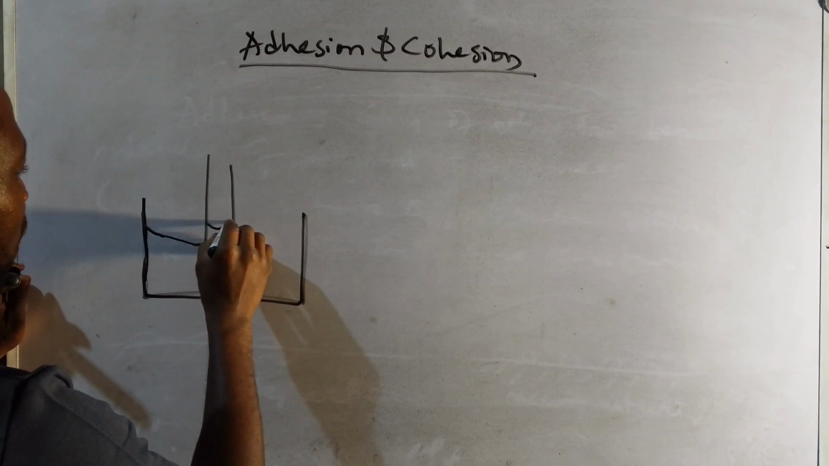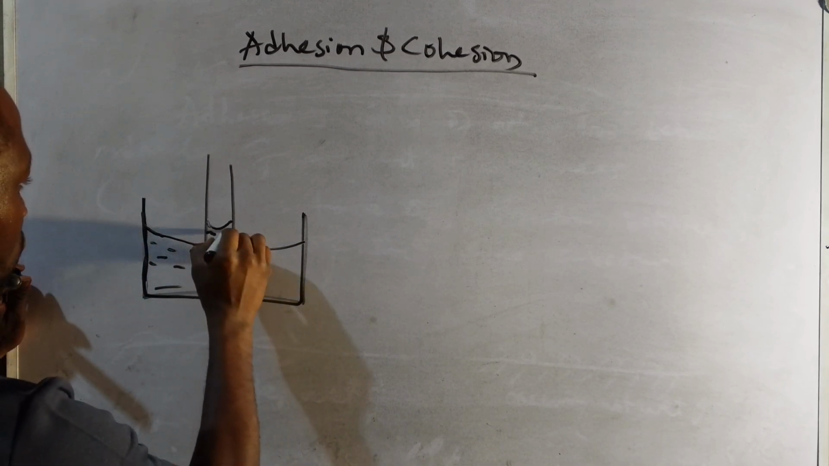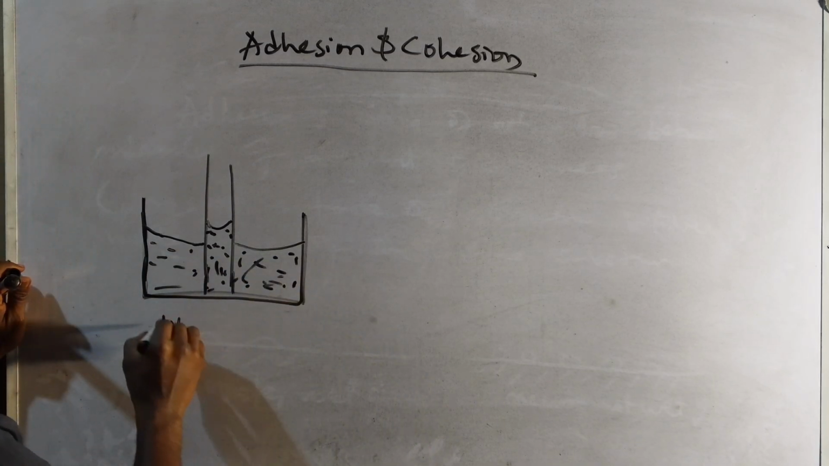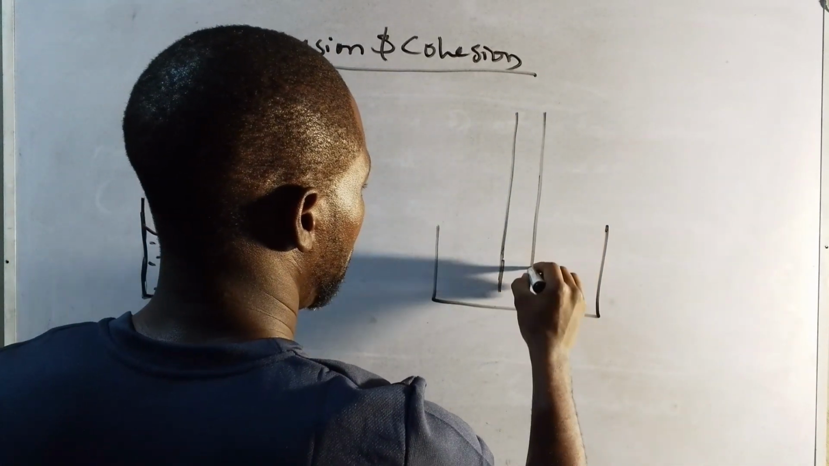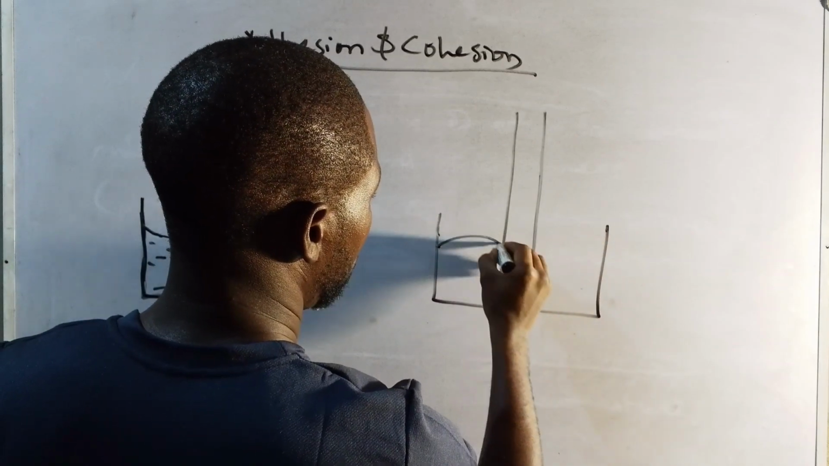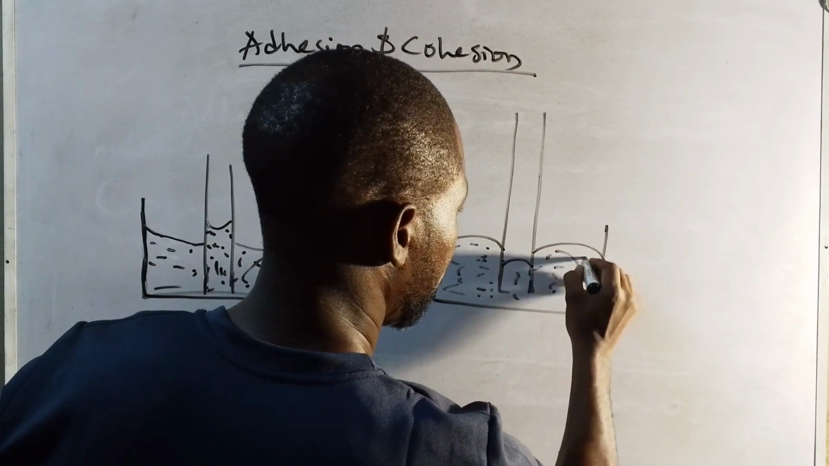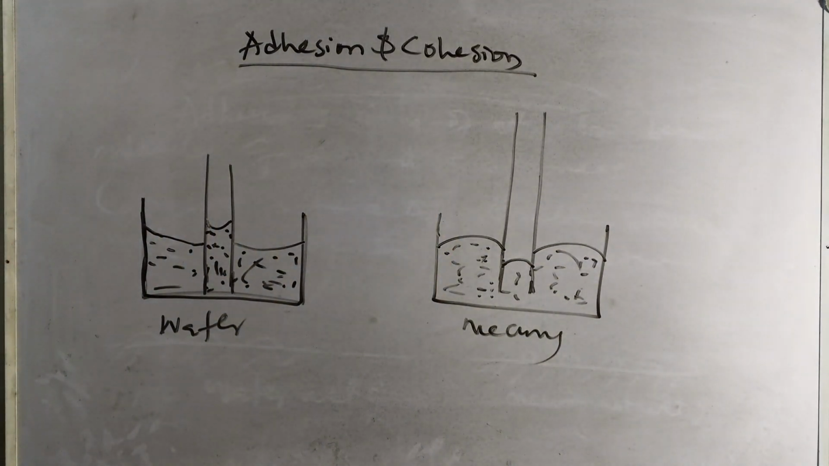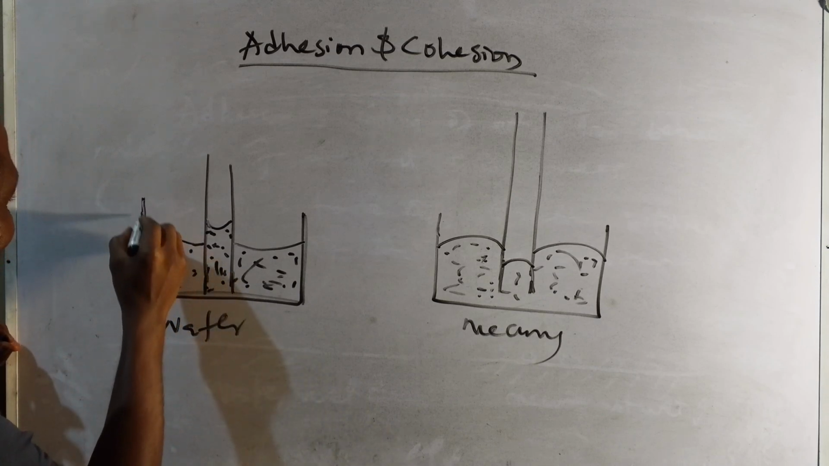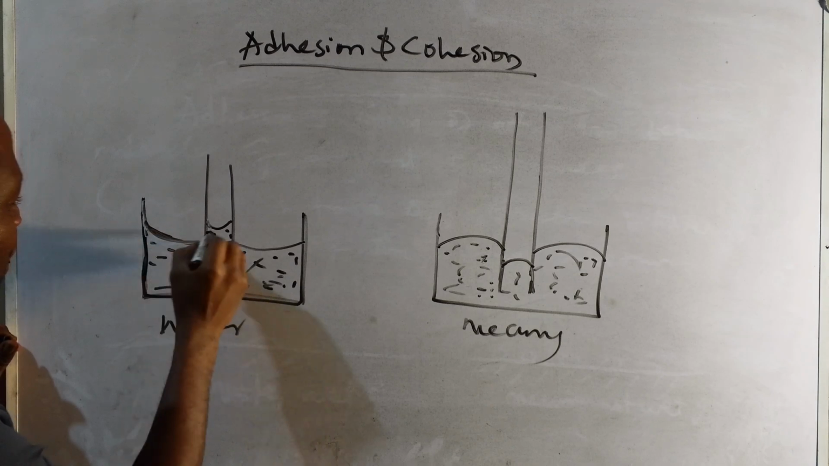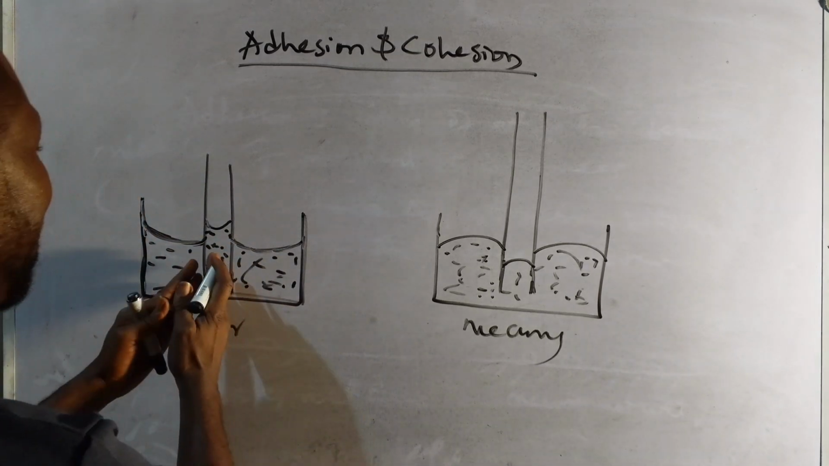So you discover that the water will rise. This is water. Let's see what mercury behaves like. This is mercury inside this capillary tube. Now, what do you observe? You observe that, first of all, water forms a U shape. The U shape is telling you that the adhesive force between water and the container is higher than the cohesive force. So adhesive force in water is higher, and that's why it rises in the capillary tube.